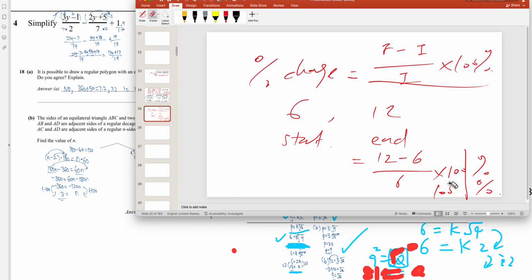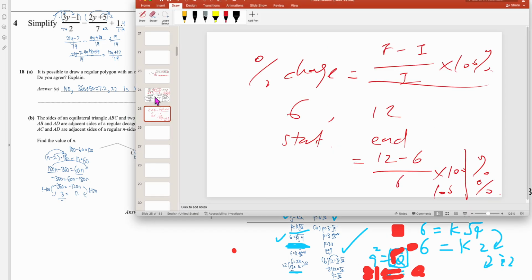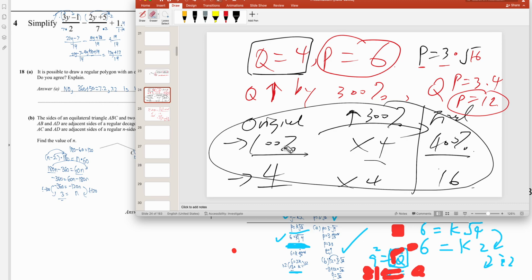Okay? So how do you do this kind of question? Let's say Q is increased by 300%. Q is 4, right? Then you think of the original. Original is 100%. So increase by 300% means plus 300%. That's why your final is 400%. Original is 4 for Q. Then you need to find out what is Q after 400%. So it's 16. So you just key it in, then P equals 12. So now P is 12.